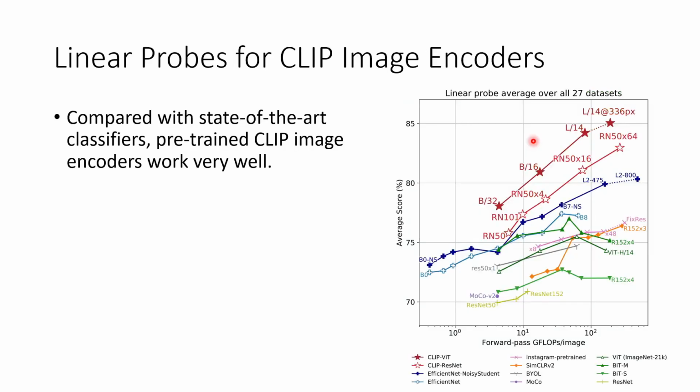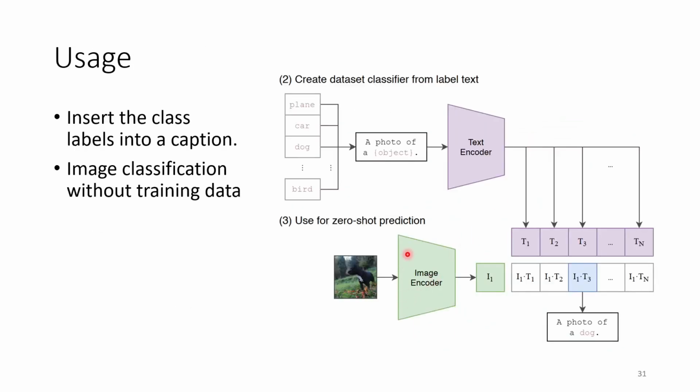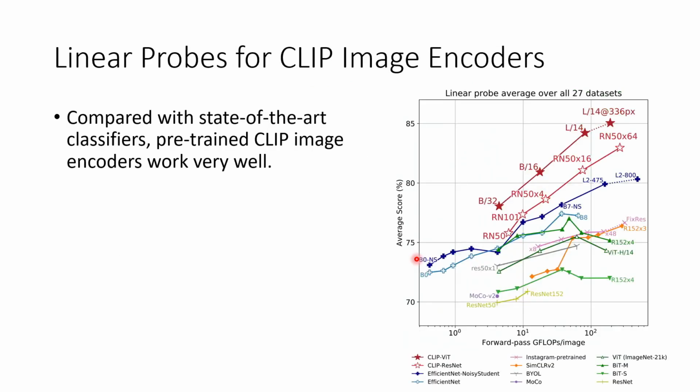Okay, so let's see here. There are several choices for the image encoder. It can be ResNet, it can be Vision Transformer, and it can be EfficientNet. So they want to know which one will generate the best result. So again, they try. From this caption, you can find that they tried Vision Transformer, ResNet, and EfficientNet.